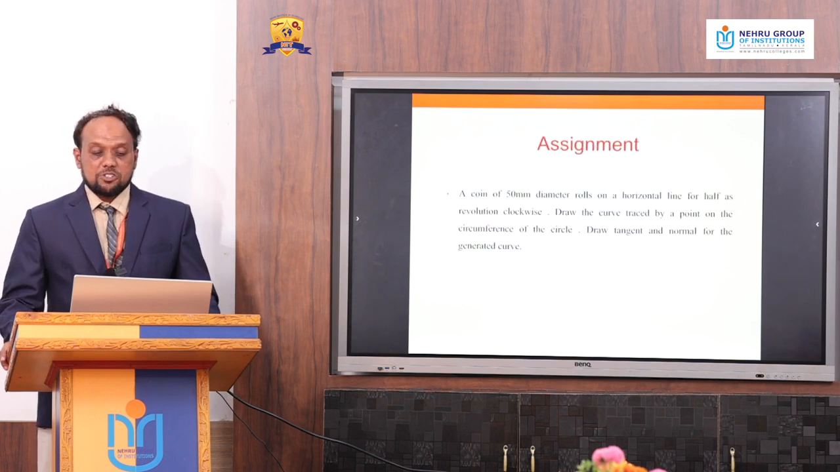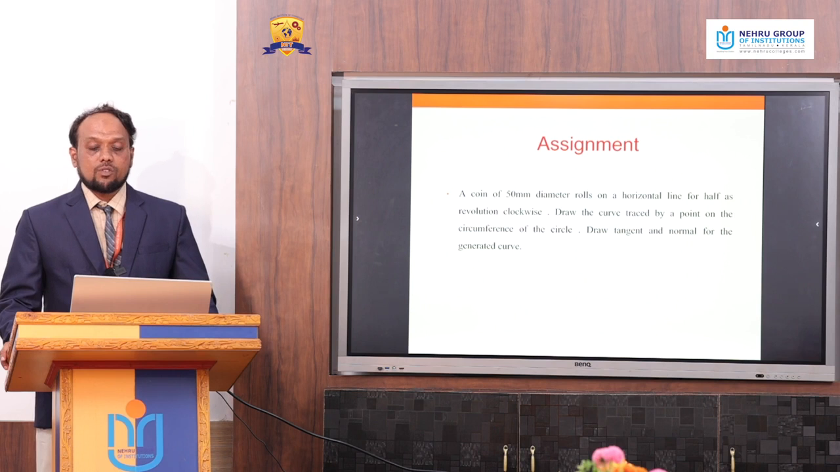Here we have an assignment question. A coin of 50 mm diameter rolls over a horizontal line for half a revolution clockwise. Draw the curve traced by the point on the circumference of the circle, and draw the tangent and normal on the generated curve.